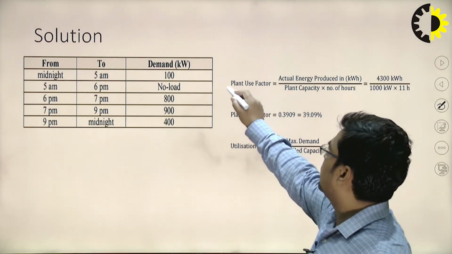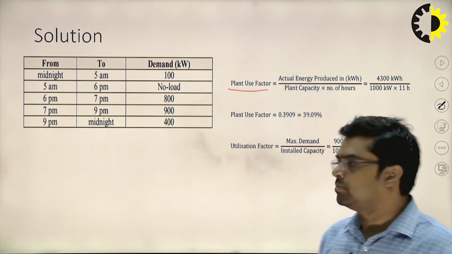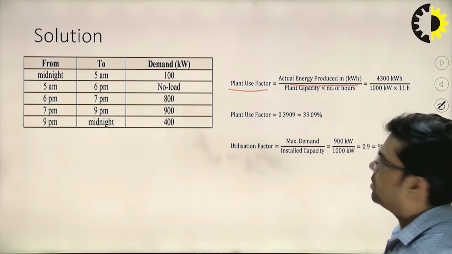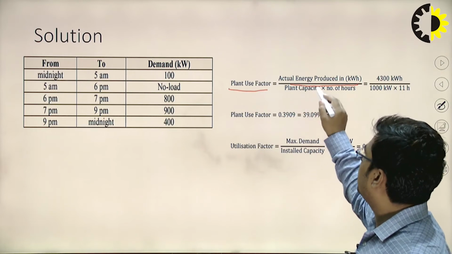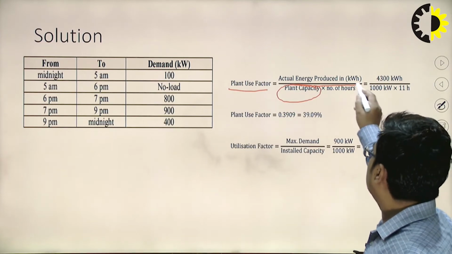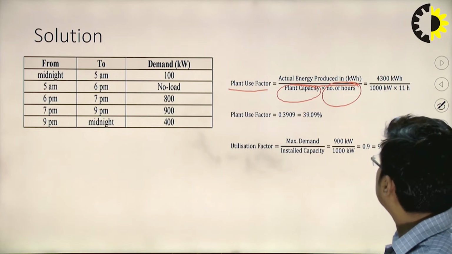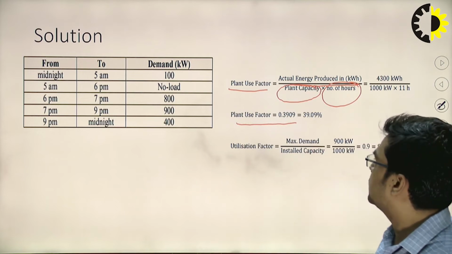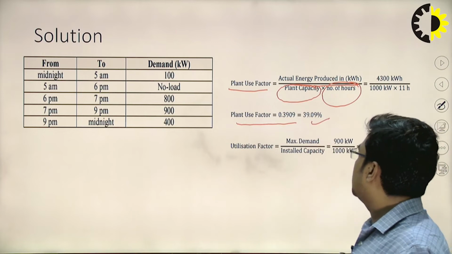Now we have to calculate the plant use factor. The plant use factor is calculated as the actual energy produced in kilowatt hour, which has been calculated previously, divided by the plant capacity. The plant capacity is given in the problem, and the number of hours being used is 11 hours. So if it is divided by all that is given, the plant use factor for this case is 0.3909, or in percentage terms, 39.09.